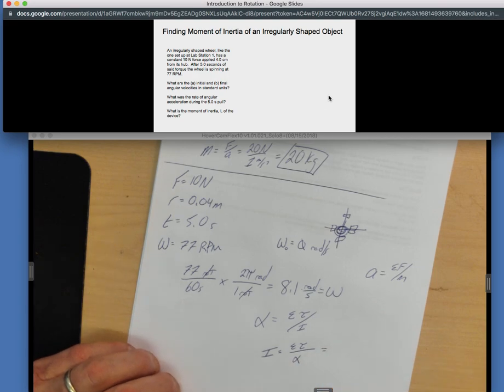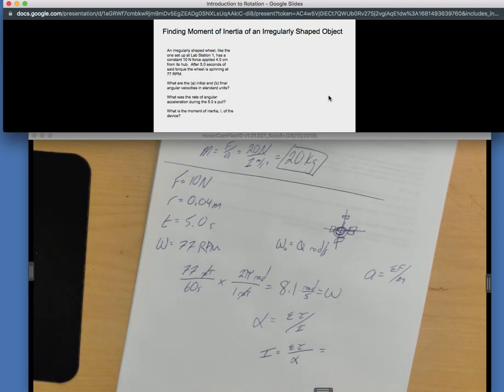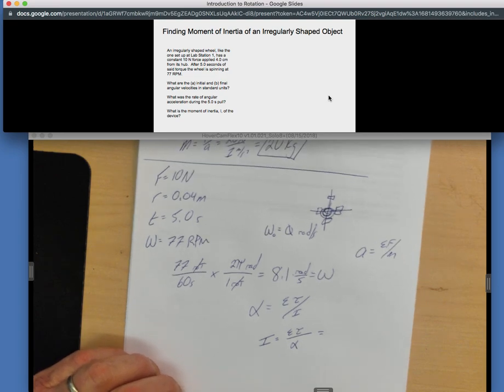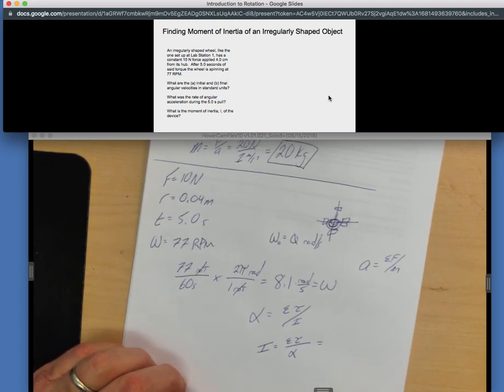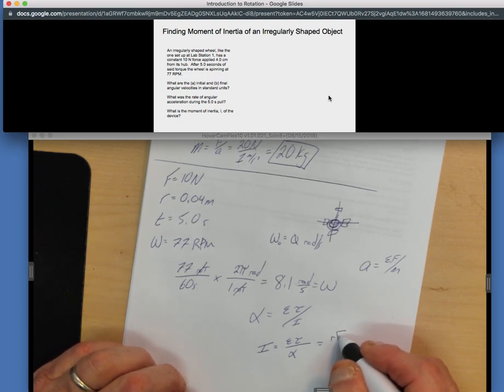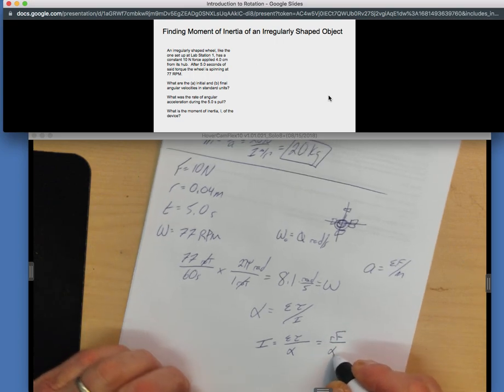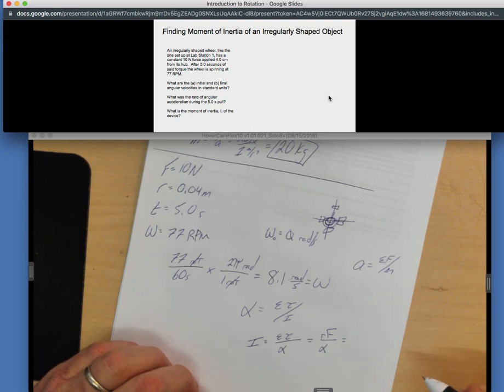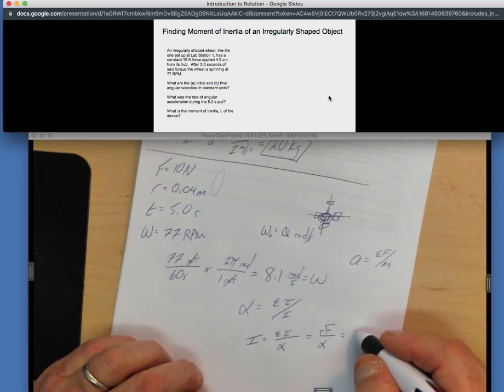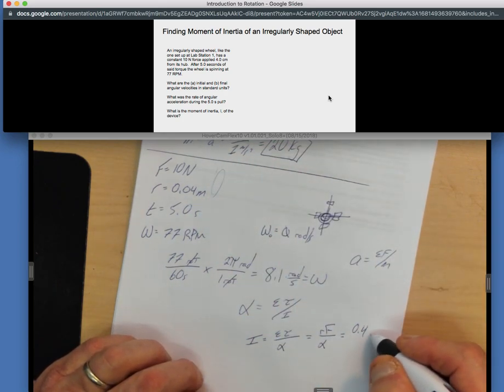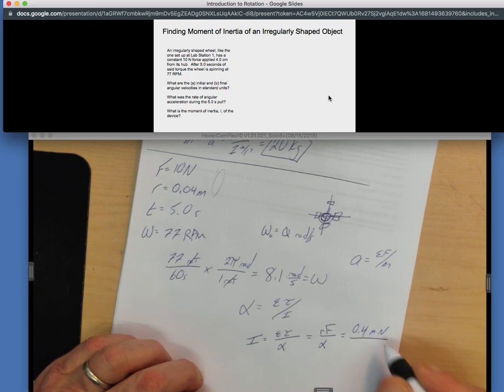Now, there's only one torque on this wheel. We're not doing frictional torque or anything like that. There's no other countering torques. It's just that one torque. And the torque is R times F over alpha, right? That's the torque, is R times F. And R times F is 0.04 times 10, right, is 0.4 meter newtons of torque, and the acceleration that we saw was 8.1 radians per second.